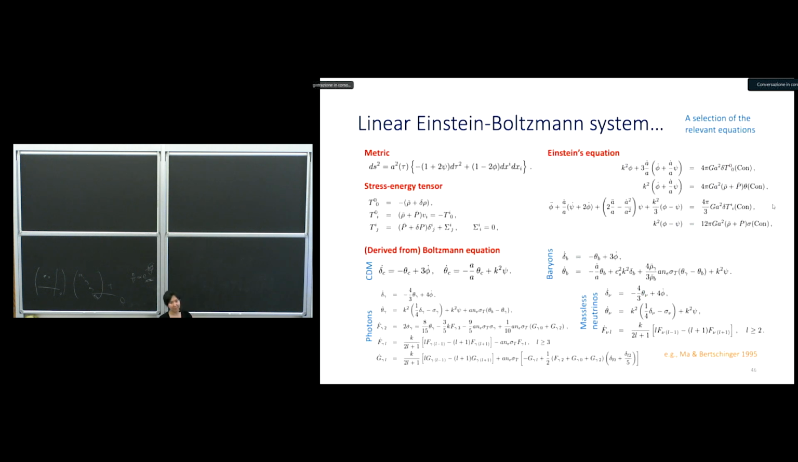I'm not going to explain any of this, but if you are interested to find these equations, here's the standard reference. So you have the metric, stress energy tensor, the Boltzmann equations for different things, Einstein's equation to relate the perturbations to the metric perturbations.